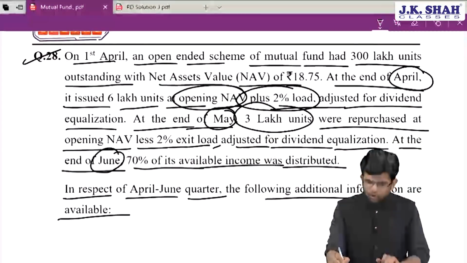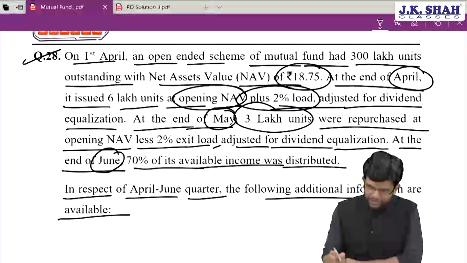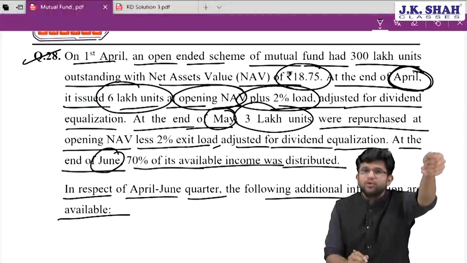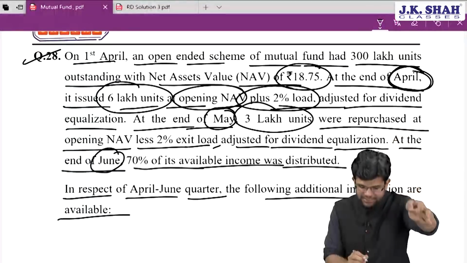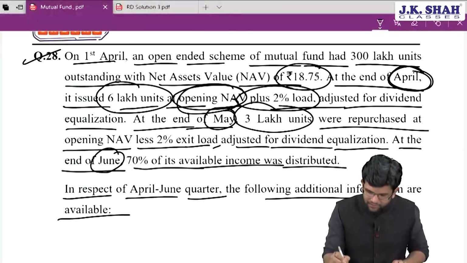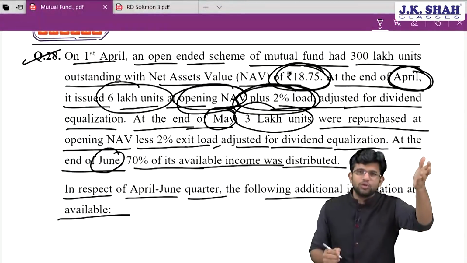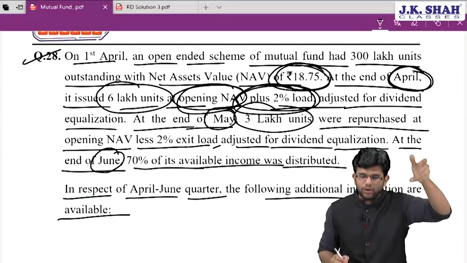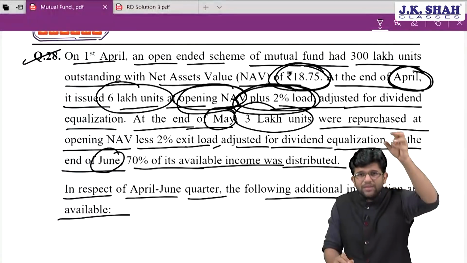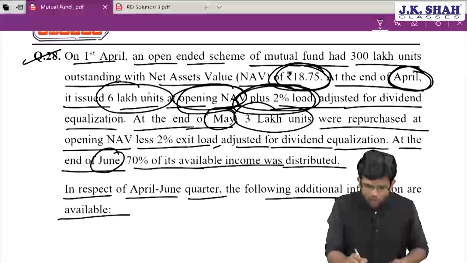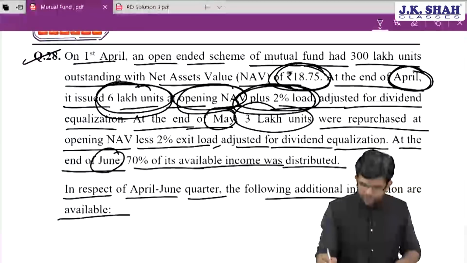Students, what they are saying, the opening NAV is how much? 18.75. Now at the end of April, it issued 6 lakh more units. Yes, it issued 6 lakh more units at whatever the opening NAV is plus a 2% entry load. I am very sure you remember what is entry load. I taught you in the introduction, right? So the opening NAV plus a 2% entry load is the rate at which this new issue of 6 lakh units happened at the end of April.